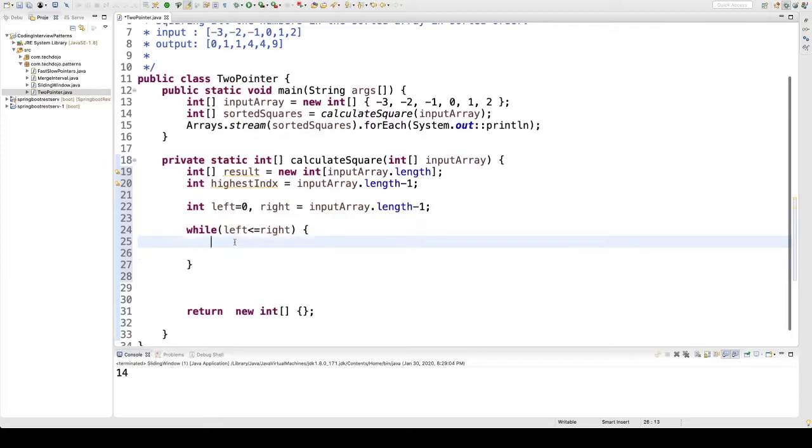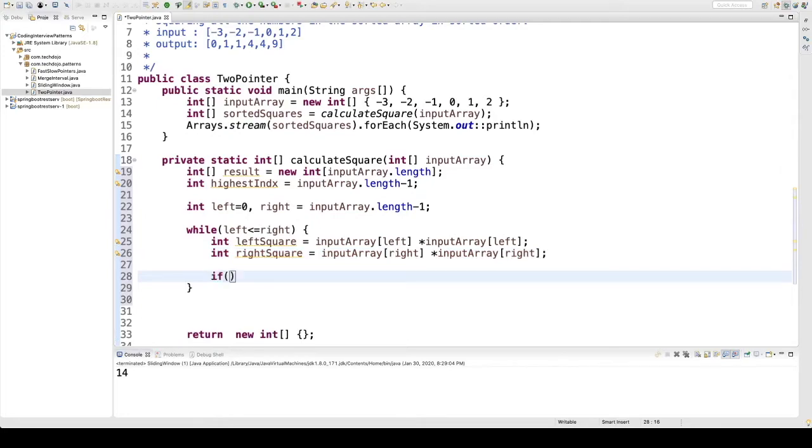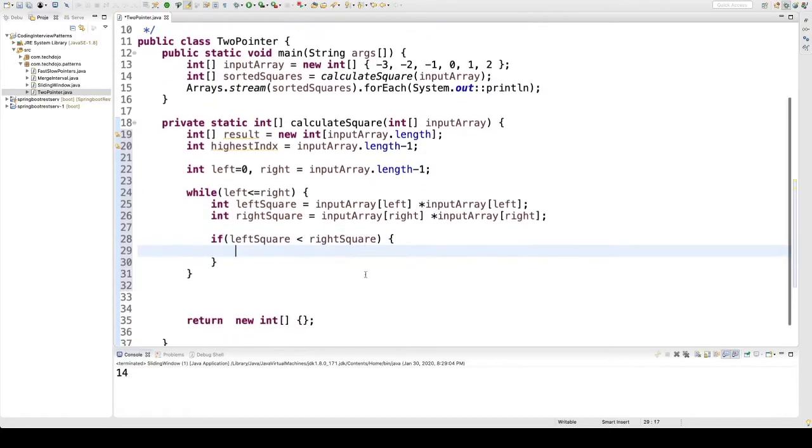Okay, now let's calculate the left's square, which is array of left squared. And then the same thing with the right one. We have two numbers and we calculated those two values. Now we compare which is more, is it left or is it right?